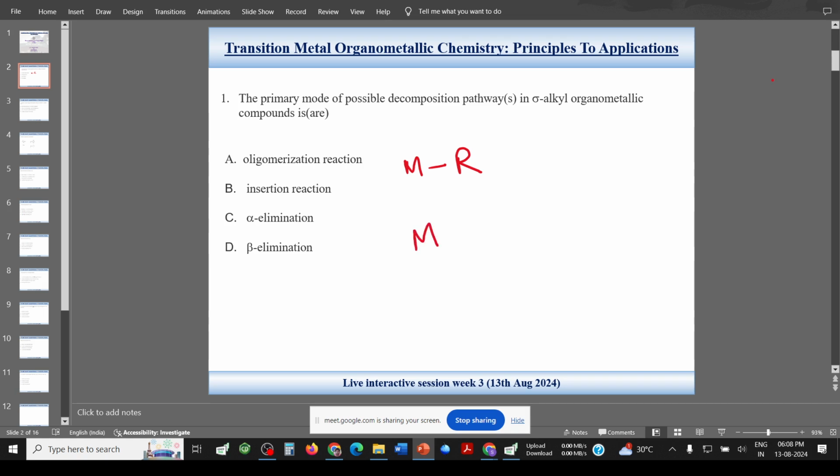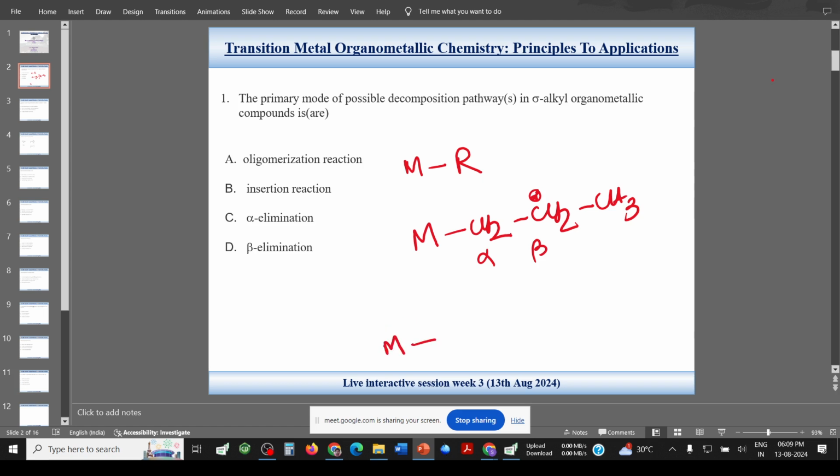like M CH2 CH3, then this is alpha, this is beta. This beta hydrogen over this carbon atom is highly susceptible to being donated to the metal center through a 4-member cyclic transition state. That's why there is elimination to give the olefins.